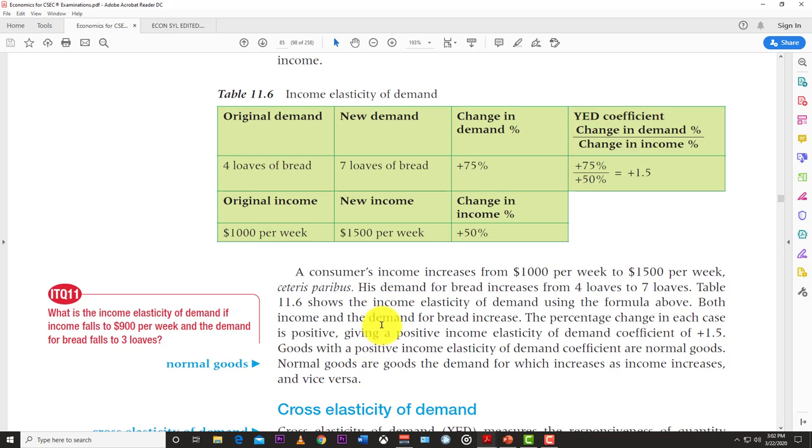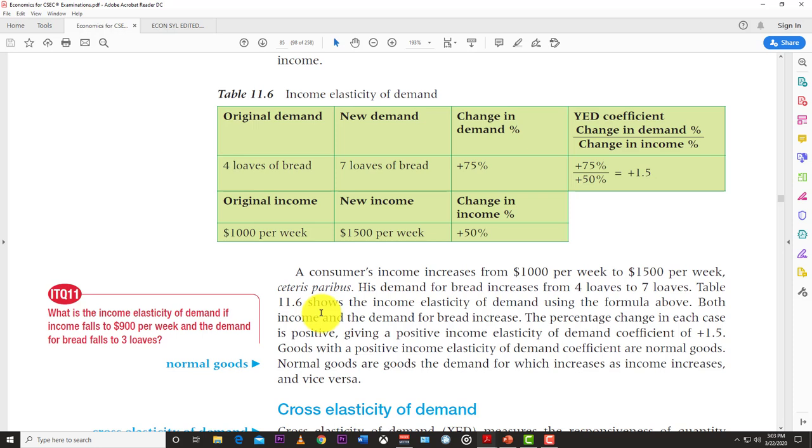Both income and the demand for bread increase. The percentage change in each case is positive, giving a positive income elasticity of demand coefficient. All right, goods with a positive income elasticity of demand coefficient are normal goods. Normal goods are goods the demand for which increases as income increases, and vice versa. So you see a difference here between the price elasticity of demand coefficient and the income elasticity of demand coefficient, because we have positive relations now. When your income goes up, your demand goes up. When income goes down, your demand goes down. So we have a positive relationship between these two.